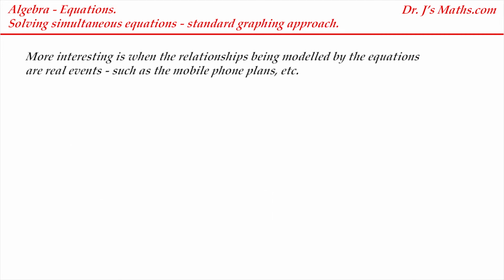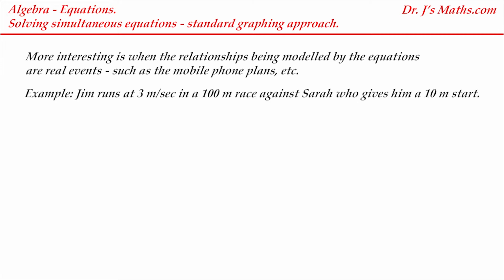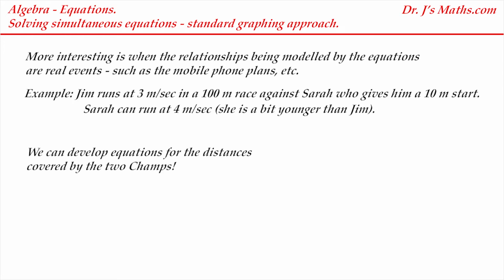A much more interesting situation is when the relationships being modelled by the equations are real events, such as the mobile phone plans we mentioned earlier. Now another example might be, Jim runs at 3 meters per second in a 100-metre race against Sarah, who gives him a 10 metres start. Sarah can run at 4 meters per second. She's a little bit younger than Jim. We can develop equations for the distances covered by the two champs.